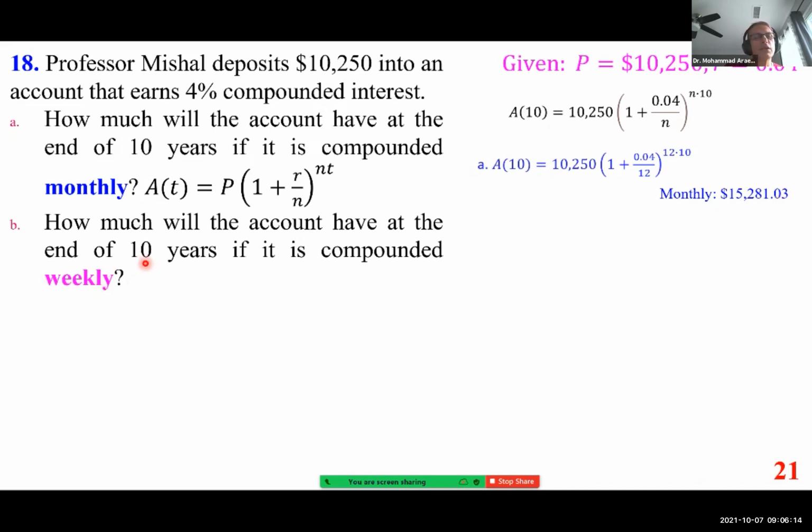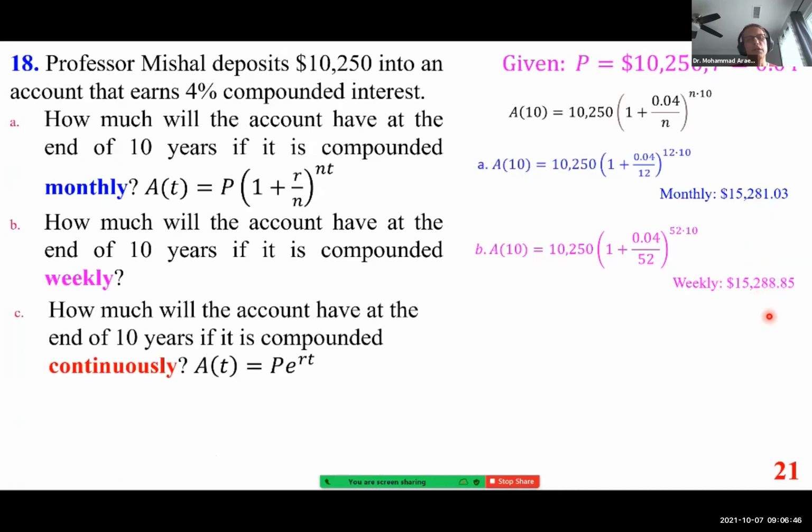How about if we do the same thing, but this time weekly? So if you go back to this formula again, all you have to do, change the N so it corresponds to weekly. So you have to change it to 52 and plug in to a calculator will result in a little bit more money. If you compare it to the monthly, this is a few bucks more, $15,288.85.